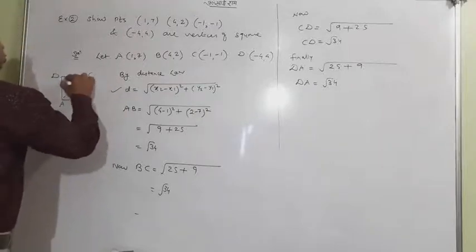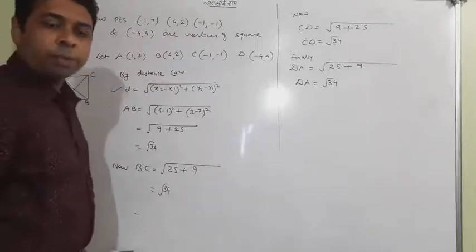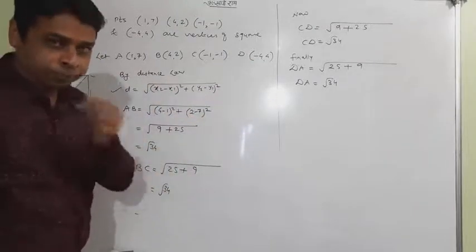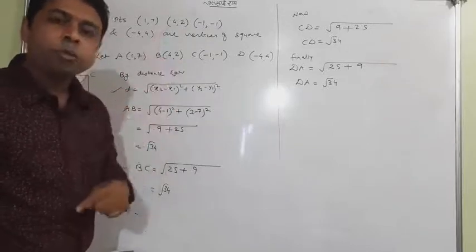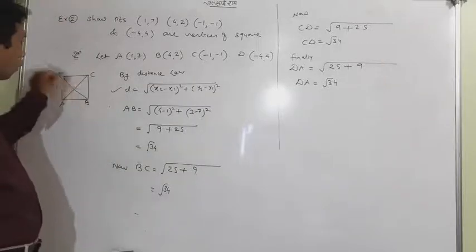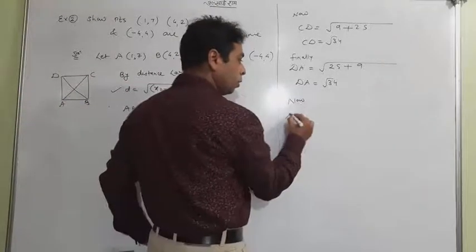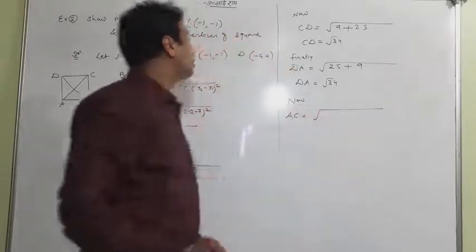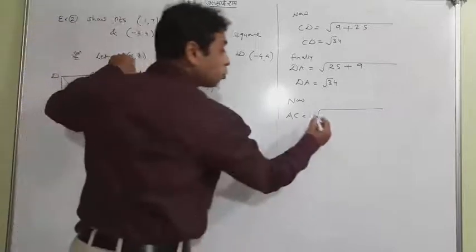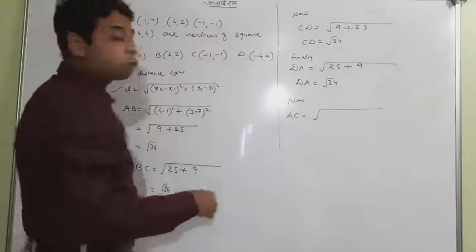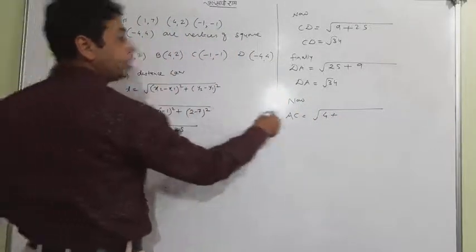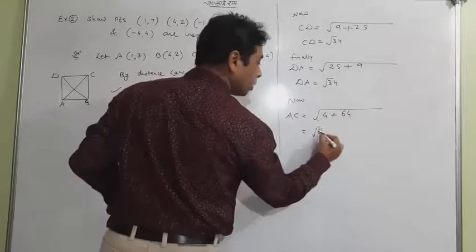Now it's your duty to find the diagonals also. Because when all sides are the same, this quadrilateral may be a rhombus. But in a rhombus, diagonals are not the same. We have to show it's a square. So for that we need to find the diagonals. AC: x2 minus x1, -1 minus 1, it's -2, square is 4. And y2 minus y1, -1 minus 7 is -8, meaning 64. So the answer is 68.